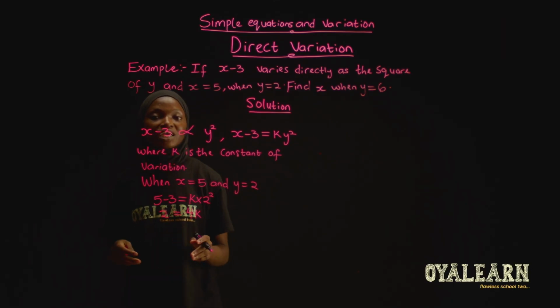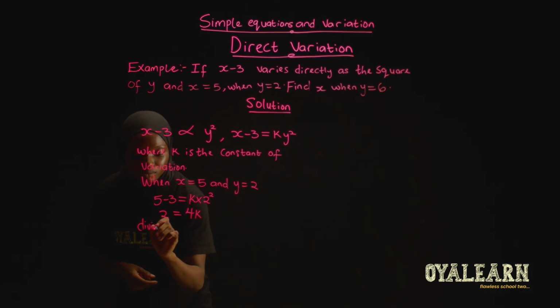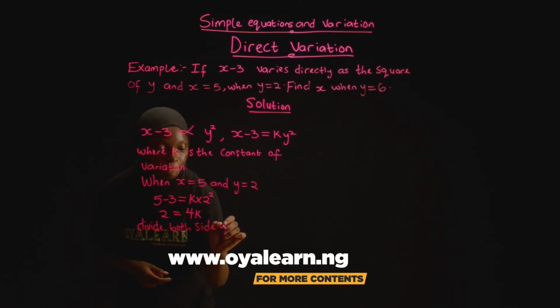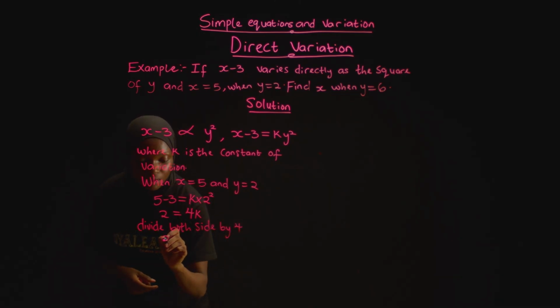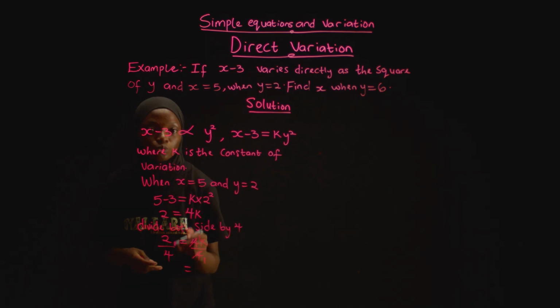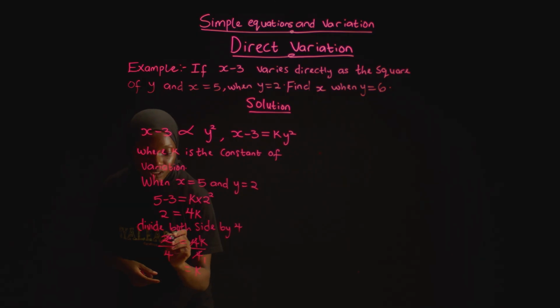And to find k, we divide both sides by the coefficient of k, which is 4. So divide both sides by 4, and we have 2 divided by 4 equals 4k over 4. And here we have 4 goes in 4, 1, 4 goes in 4, 1. So at this side we have just 1k over 1, which is written as k. And here we have 2 goes here, 1, 2 goes here, 2, 1 over 2, which can be written as k equals 1 over 2.